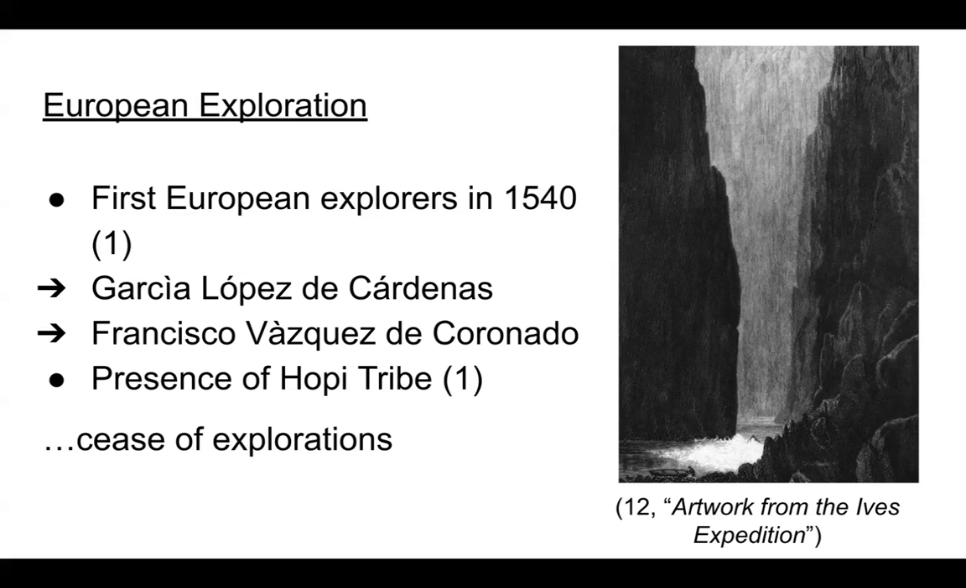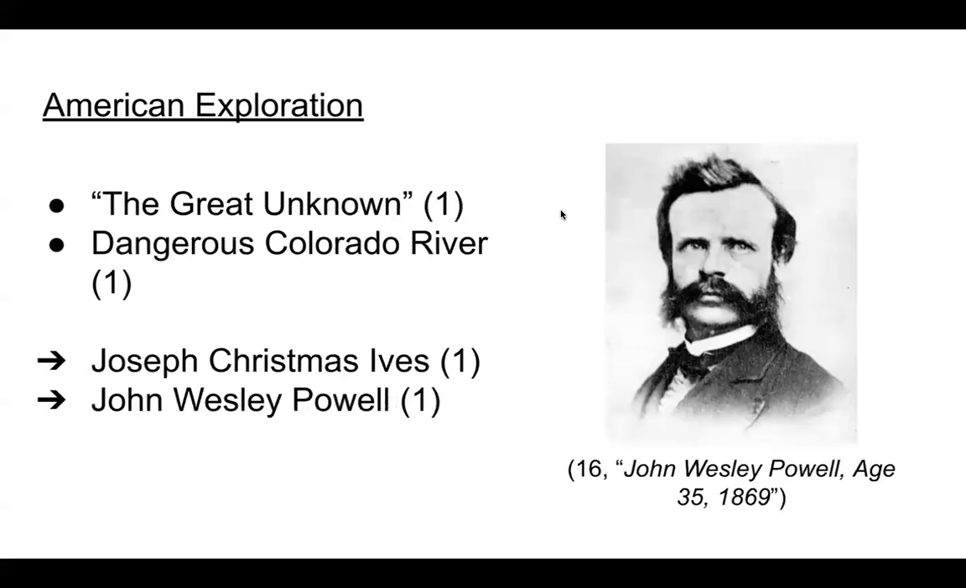The Hopi people of northern Arizona, however, communicated to the Spaniards that the Grand Canyon was simply a wasteland, which prompted the halt of any further exploration for the next 235 years, until the Grand Canyon would be referred to as the Great Unknown, and it was explored.